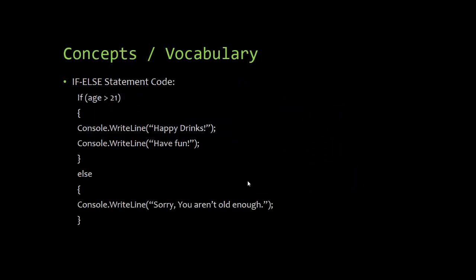And so this is what the code might be as a good example. If age is greater than 21, and this is true, then it'll print happy drinks and have fun. Else, sorry you aren't old enough. But again, one of these two outcomes will occur before the program will continue. It will handle the decision before it continues with the program by either printing whatever is in the if statement or whatever is in the else section of what's inside the if statement.